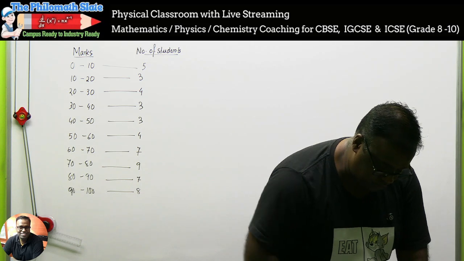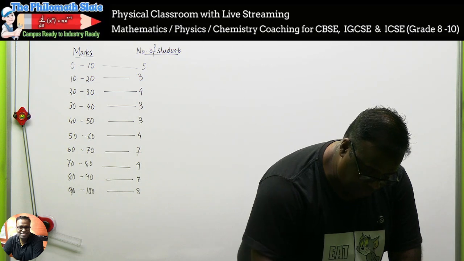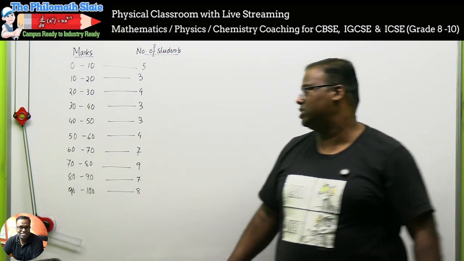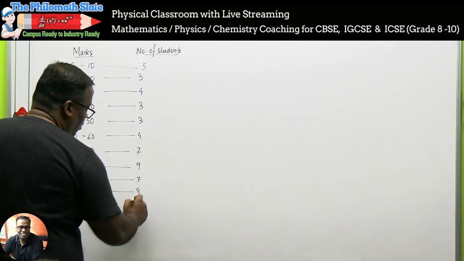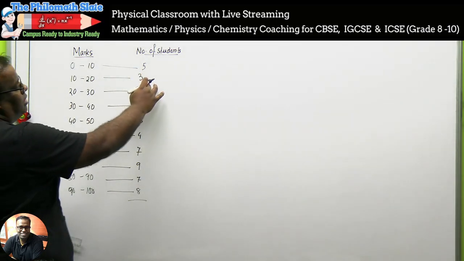Where has the problem gone? Okay. Anyways, we don't know. It's 53 students in the question. Okay, let's check whether this is 53 or not. Find out how many students. 5 plus 3, 8. It is given 53 students.